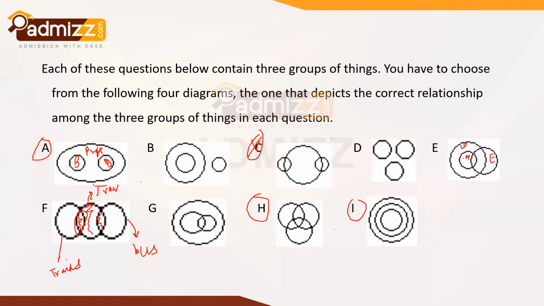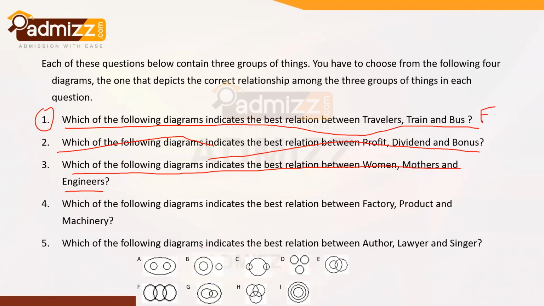So this makes sense now. Engineers can be women, which is represented by this part. They can be mothers as well, right? And since it's not completely within, this outer part represents that they can be of other gender as well, right? They need not only be women, they can be men as well, right? So the correct answer to the particular problem is option number E.